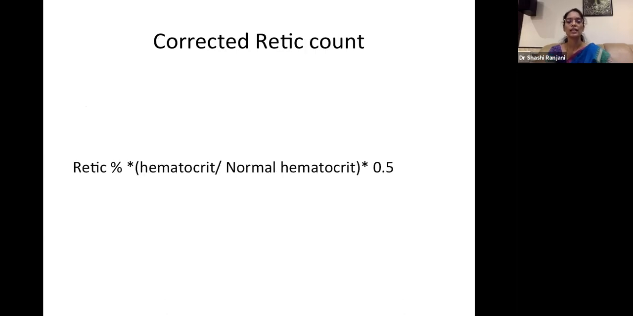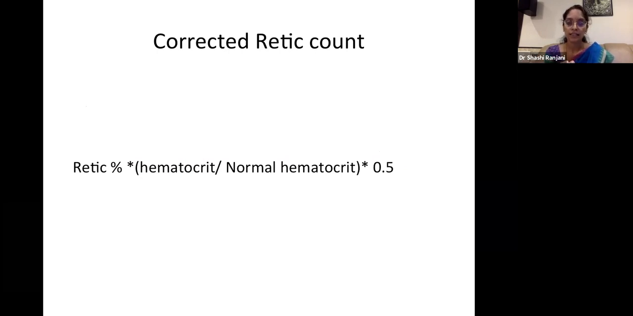So a word about the corrected retic count. The retic count actually is a percentage, which means it is always relative to our RBC or the hematocrit. So in a child with anemia, when the hematocrit itself is less, even a seemingly normal retic count will be low. There are many formulas to calculate the corrected retic count, and this is the most simple.